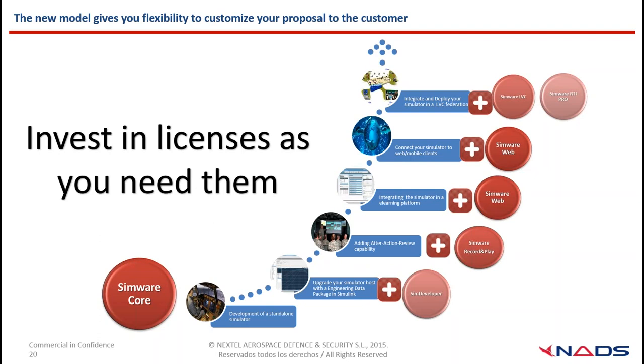After that, you have a new requirement and they say, now I need you to integrate your simulator instructor station with a new training management system that I'm installing in my training center. This management system is based on an e-learning platform. Again, everything is valid in your simulator. You don't need to modify your simulator. You only need to add a new capability using the Simware web extension.